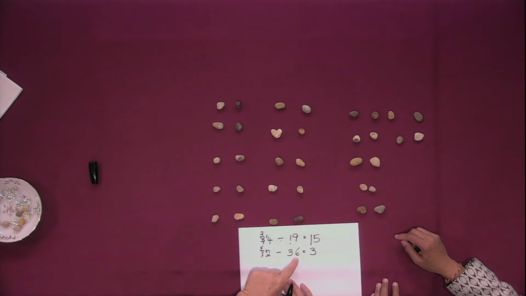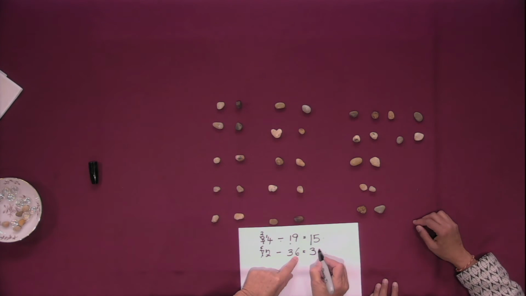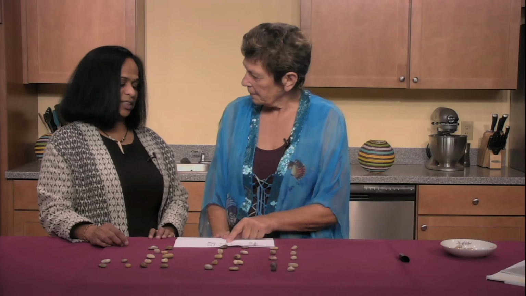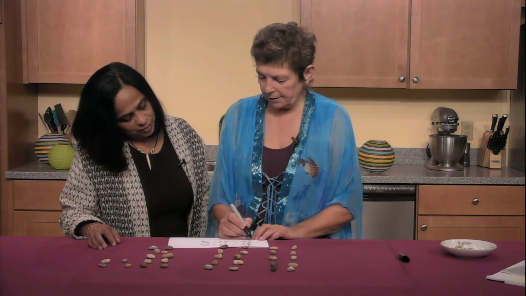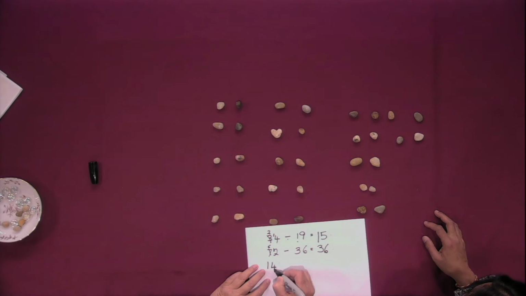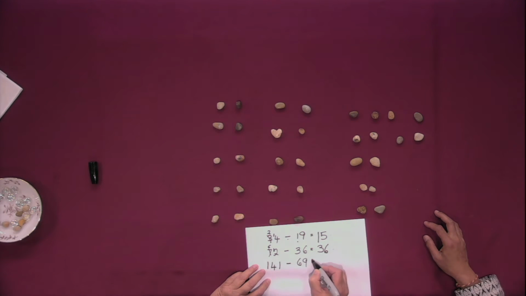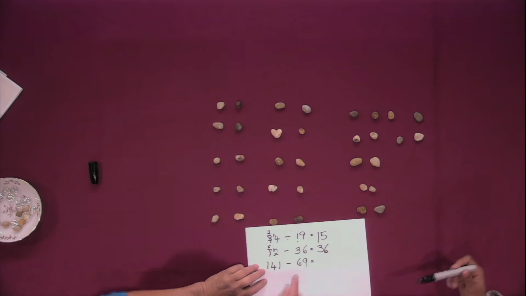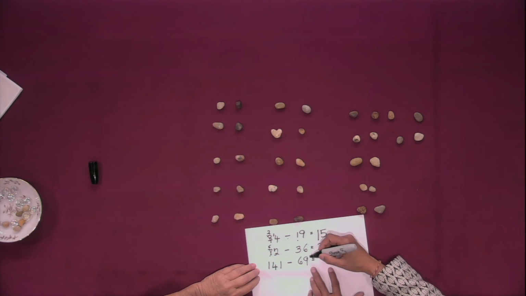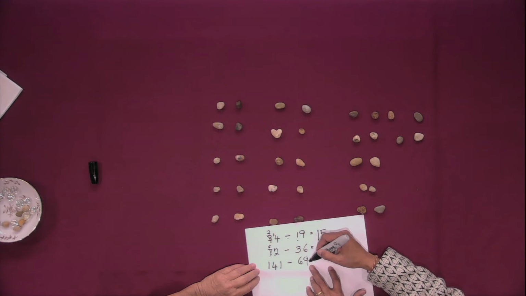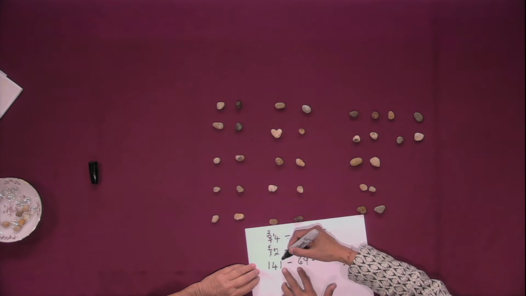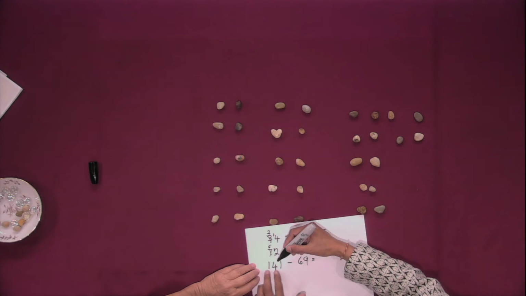Let's go to a bigger one. Let's go to 141 take away 69. Can I try? Yes? Ask the questions. Okay. Can I take away 9 from 1? No. So what I do is take 1 from here. So I've got 14 tens there. So it becomes 13 tens. Sorry, let me write it properly.